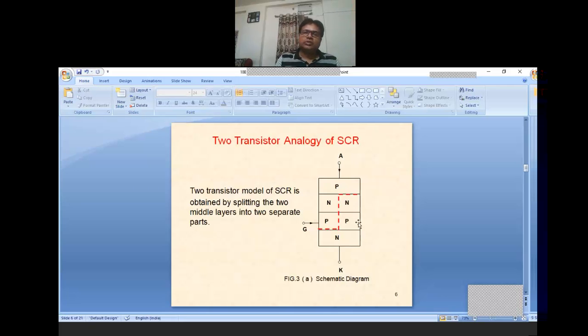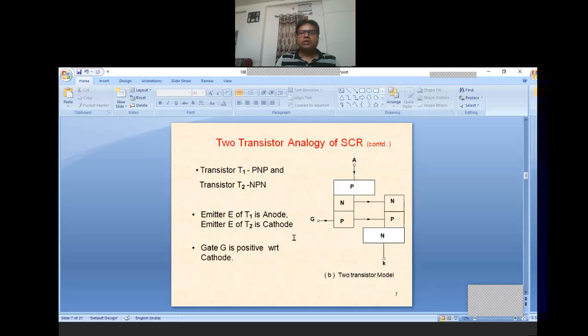So we can visualize this SCR as if it were constructed as a combination of transistors diffused in a given form. It is obtained by splitting the two middle layers into two separate parts. The same thing can be understood like this. The inner N and P layers are split into two halves and connected like this.